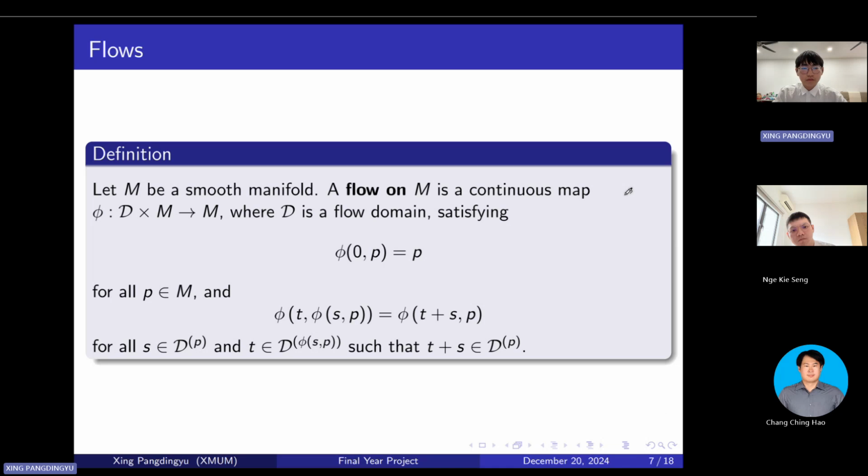So we can define flows now. Let M be a smooth manifold. A flow on M is a continuous map phi from D times M to M, where D is a flow domain, satisfying, firstly, for all p in M, we have phi(0, p) equal to p. And we have phi(t, phi(s, p)) equal to phi(t + s, p) for all s in D_p and t in D_phi(s,p), such that t + s is in D_p.